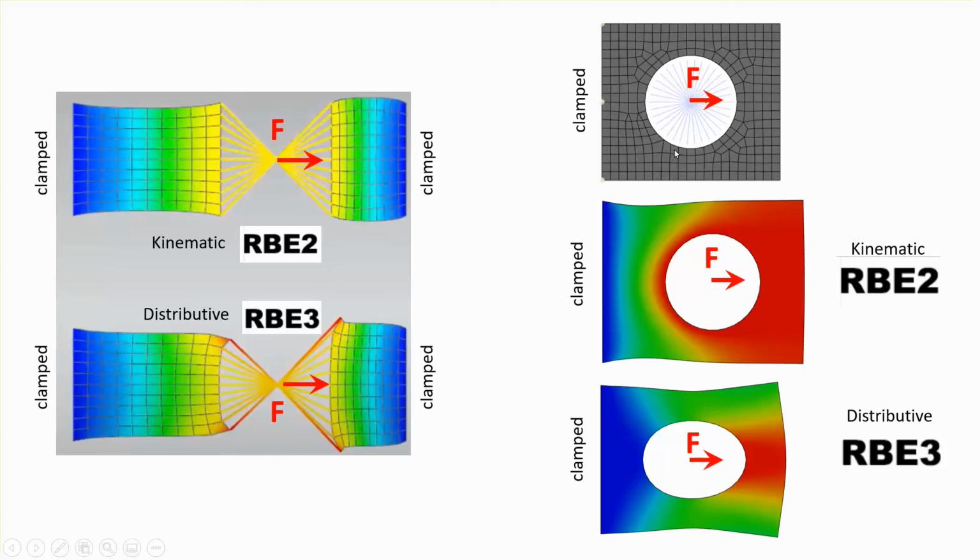Same size. But if you declare it as RBE3, in 3DEXPERIENCE there is no such thing as RBE3; there is coupling of distributive type, which itself has two possibilities. There is the continuum and there is the structural, but anyway, distributive, we can see that the shape of the circle will change. It ovalizes. I'm going to do this problem for you later on.